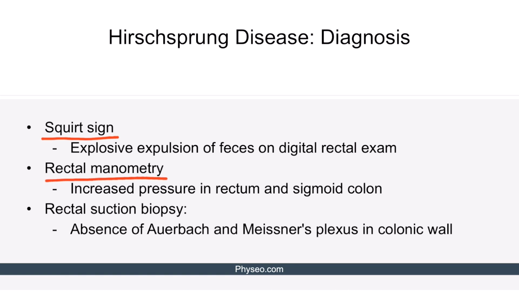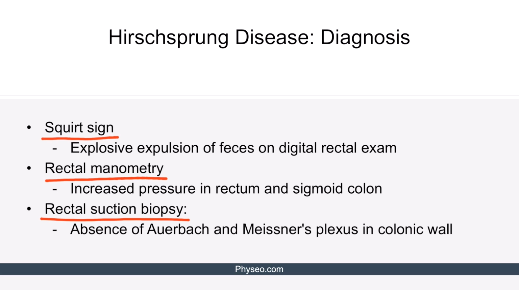Rectal manometry will show an increased pressure in the rectum and the sigmoid colon. As we already mentioned, Auerbach plexus is necessary for normal colonic relaxation. Therefore, absence of Auerbach plexus increases intraluminal pressure in the aganglionic segments. The definitive diagnosis is made with a rectal suction biopsy.